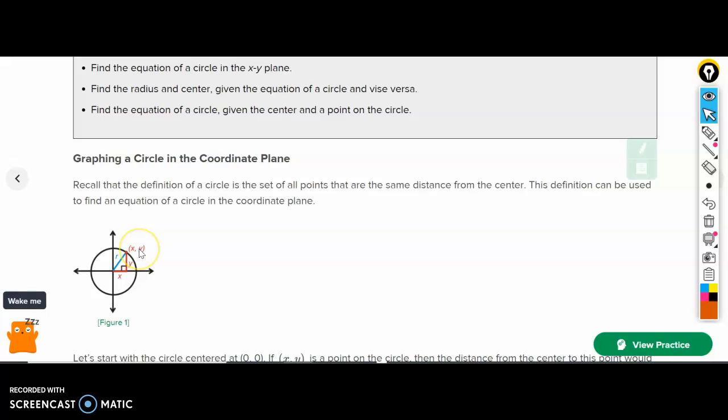So XY represents a point on the circle. And then we have our center, which is going to be here in this example at the origin at 0, 0. Okay, our radius is going to go from the center to that point. Which means we can use our distance formula with the center and the point, or we can use the Pythagorean theorem. Because our horizontal distance is x, our vertical distance is y, and our radius would be our hypotenuse.